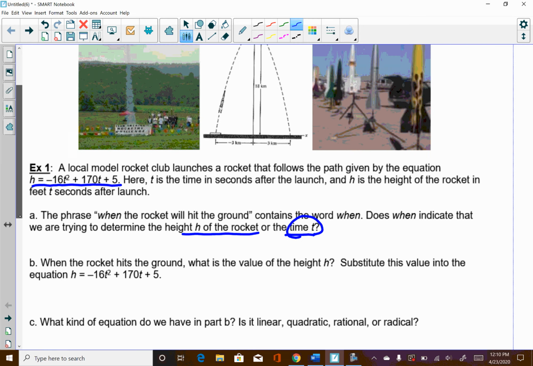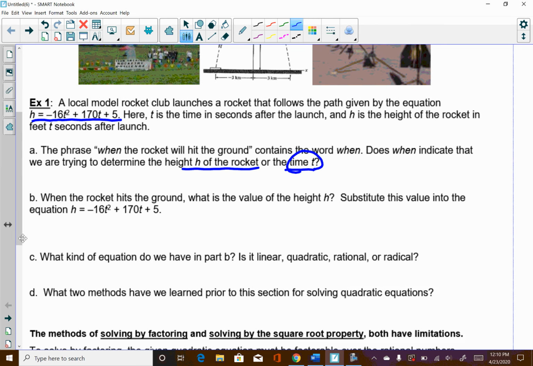Scooting on down into part B, it says, when the rocket hits the ground, what is the value of the height? So if the rocket hits the ground, what is its height? Its height would equal 0. Hopefully that makes sense for you. Negative 16t squared plus 170t plus 5. And we'll talk more about solving this kind in just a few minutes.